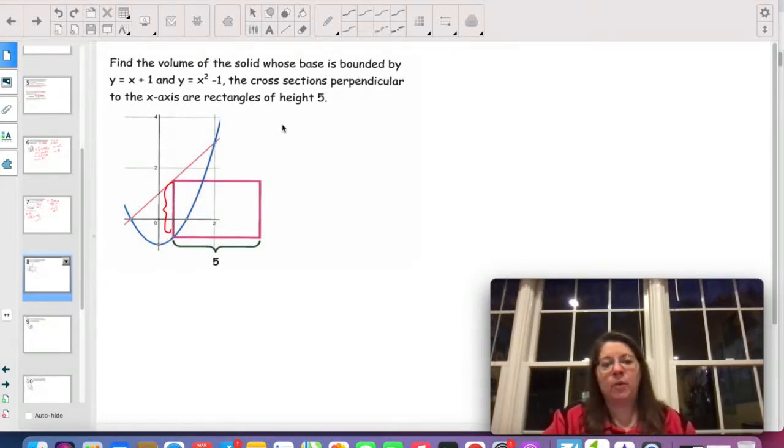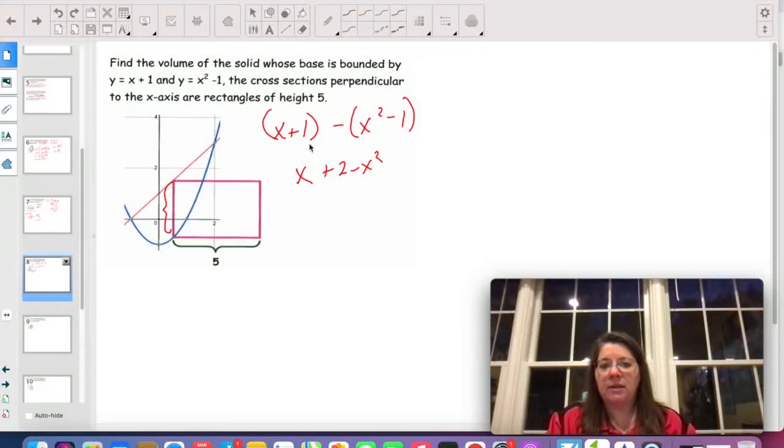So x plus 1 minus x squared minus 1. So if I subtract those two, I've got x plus 2 minus x squared. If you think about that, x doesn't have anything to subtract, so that just comes down. 1 minus negative 1 is 2, and then a minus x squared. So this is our distance here. So that is the length of this side of the rectangle.